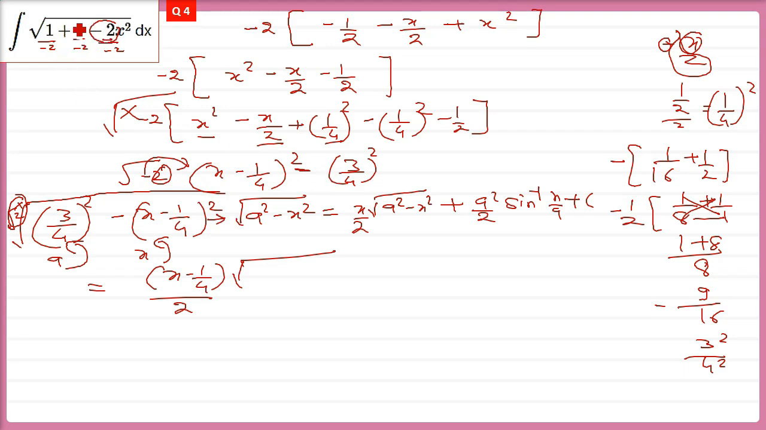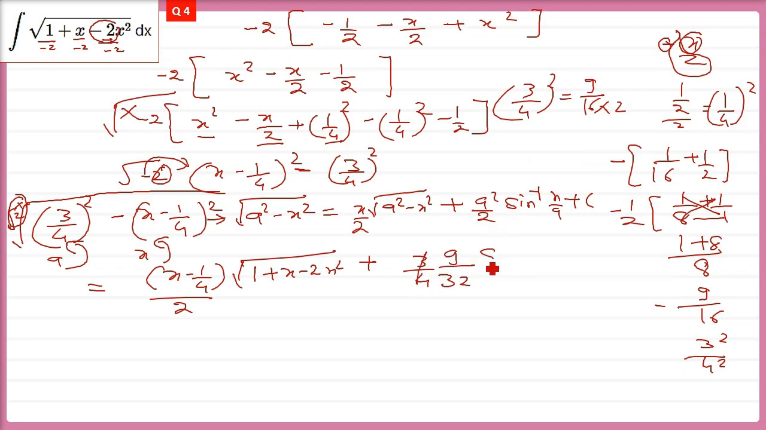Now this a² − x², when it is multiplied by root 2, it will come as 1 + x − 2x². See, I told you root 2 is already there. When you multiply this 2 inside, it will give you the square root of a² − x². That's why I have written this. Now a²/2, that is (3/4)² divided by 2. So (3/4)² is 9/16 divided by 2, it will give you 9/32. And you have sin⁻¹(x/a). x is x − 1/4, a is 3/4. So (x − 1/4) divided by 3/4.